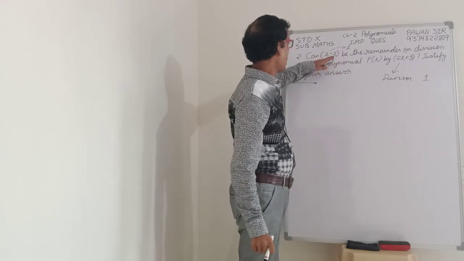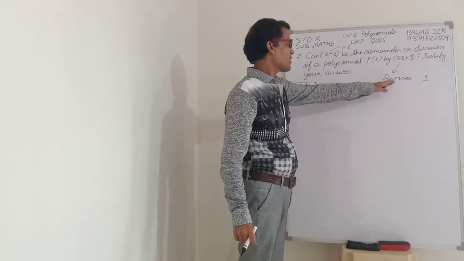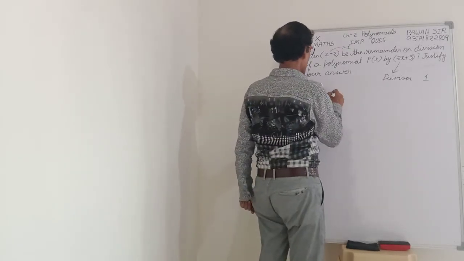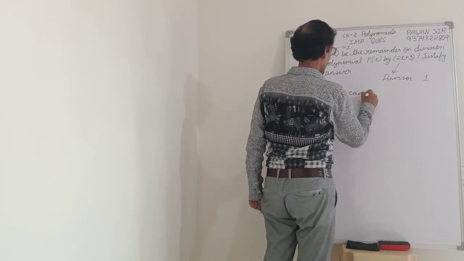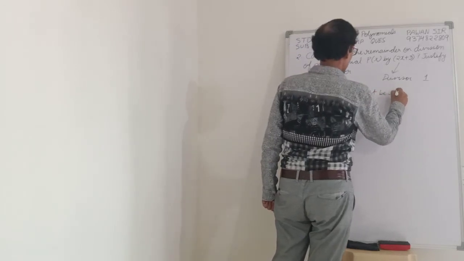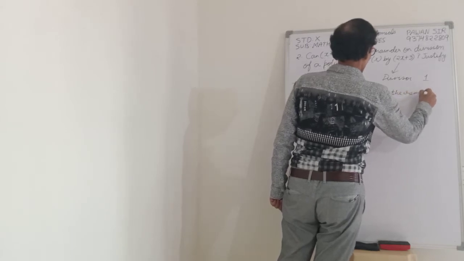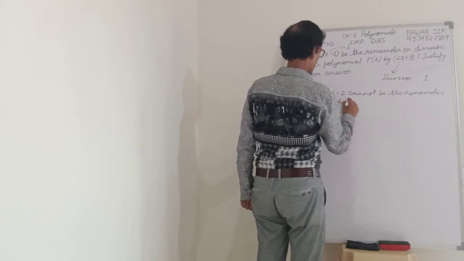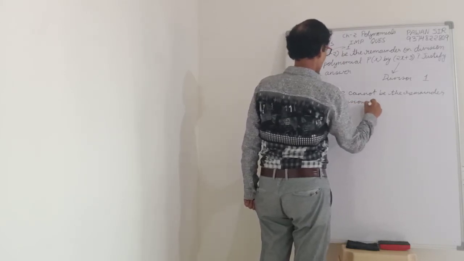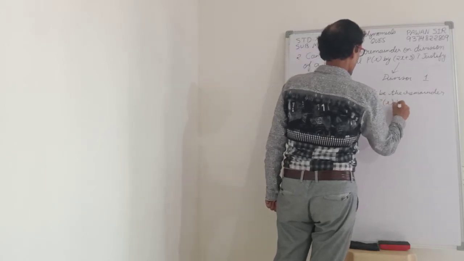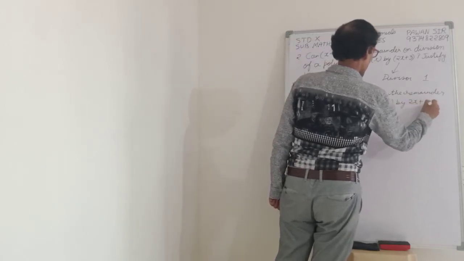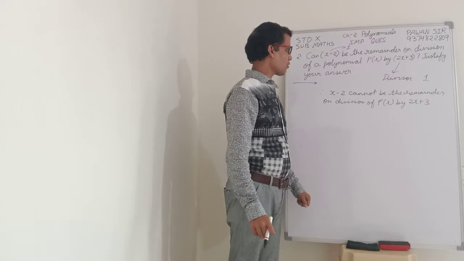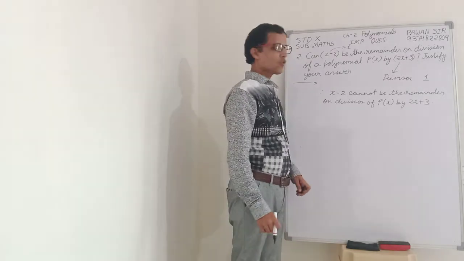As you know, the degree of the remainder is always less than the degree of the divisor. Here the degree is the same. So therefore x minus 2 cannot be the remainder on division of p(x) by 2x plus 3. As the degrees of the divisor and remainder are both the same, x minus 2 cannot be the remainder. So this completes our question number 2.